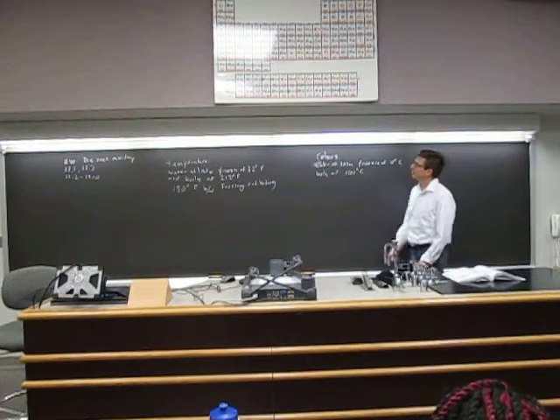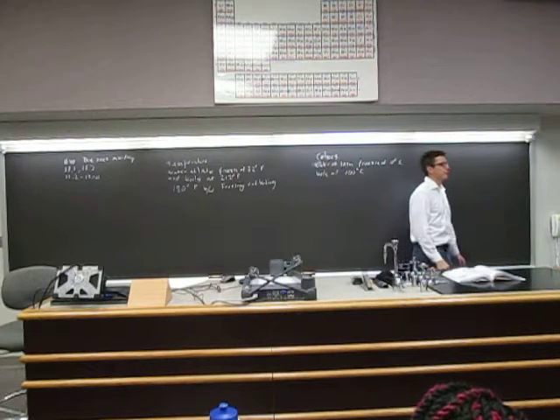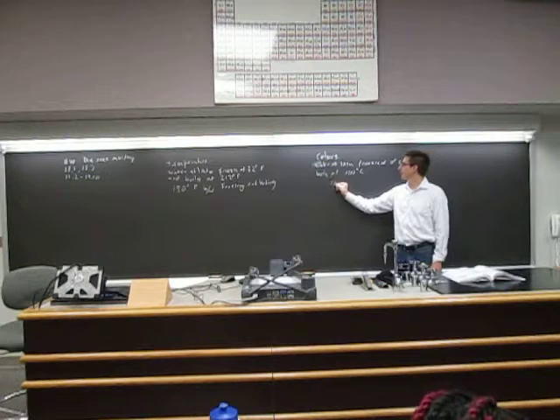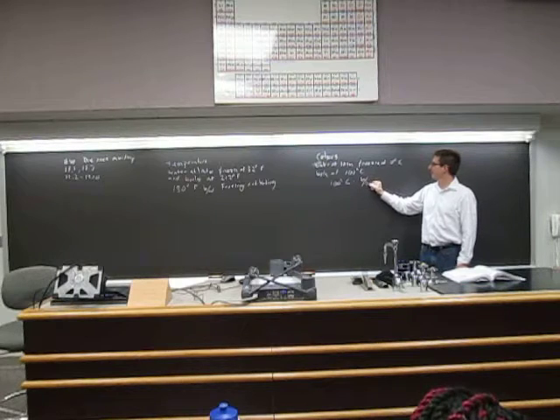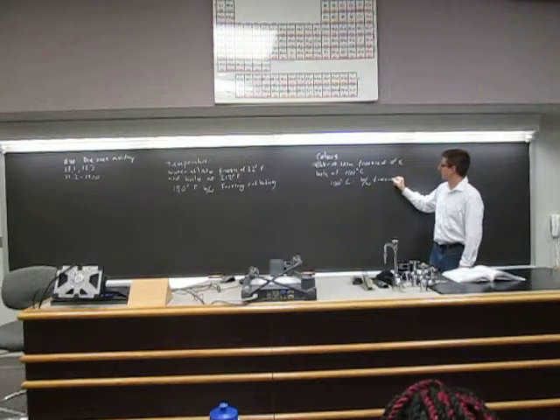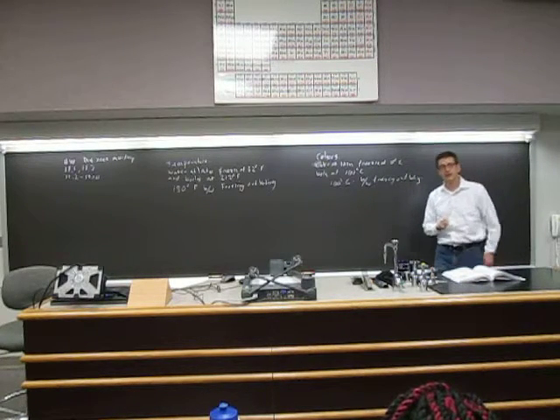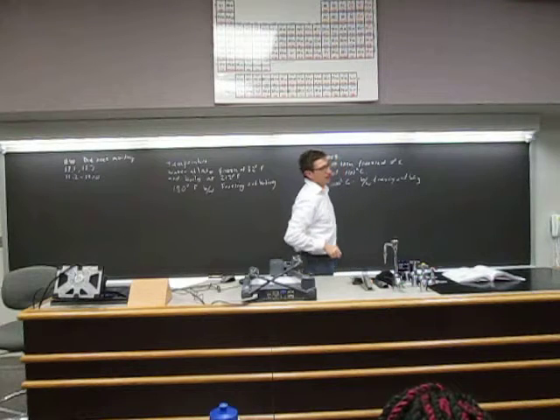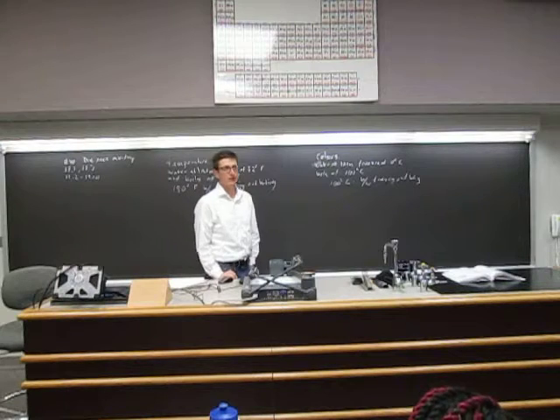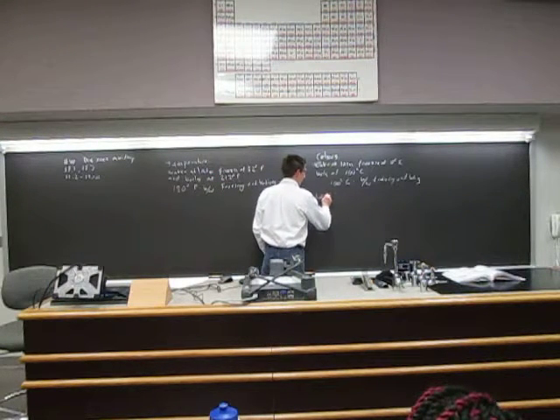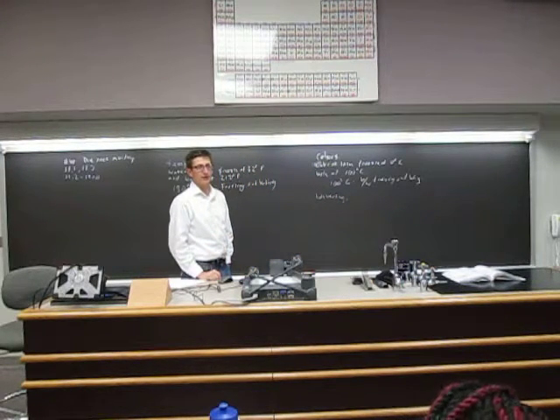So let's go ahead and see how we can convert between these two. The temperature range between freezing and boiling in Celsius is 100 degrees Celsius. So if I want to take a Fahrenheit temperature and convert to a Celsius temperature, what do I have to do?